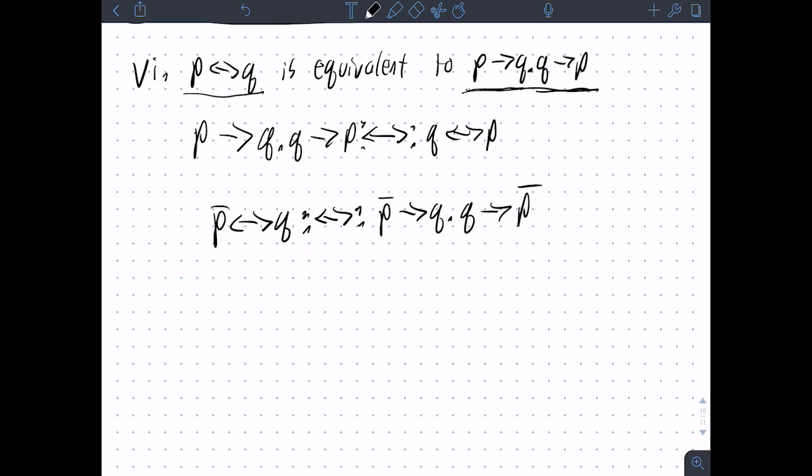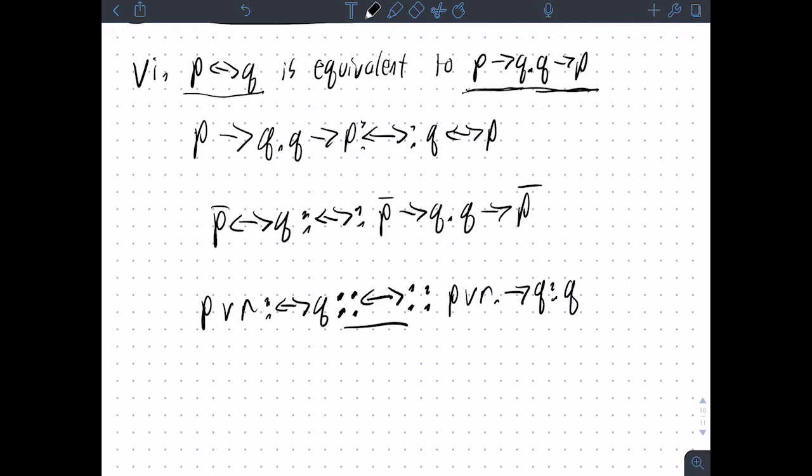So a little bit more complicated example. If we have this, right? So this is equivalent to, and here I'm just using lots of dots to show you that this is the main operator, this biconditional right here. So this is equivalent to P or R, therefore Q, and Q, therefore P or R, right? Again, not super painful.